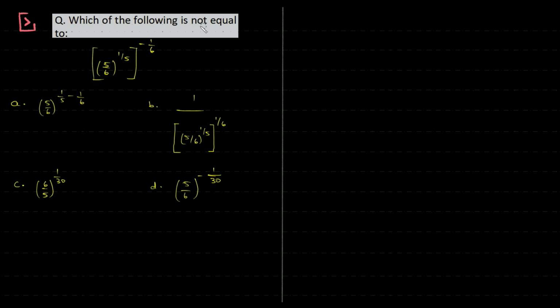Which of the following is not equal to? So before I tell the answer, I would like to teach a lot from this question actually. So the question is (5/6)^(1/5), the whole to the power of minus 1/6.